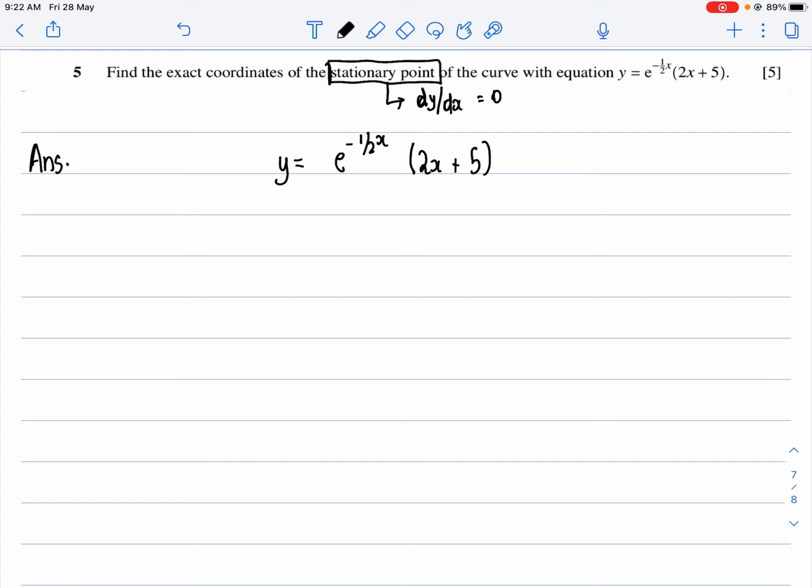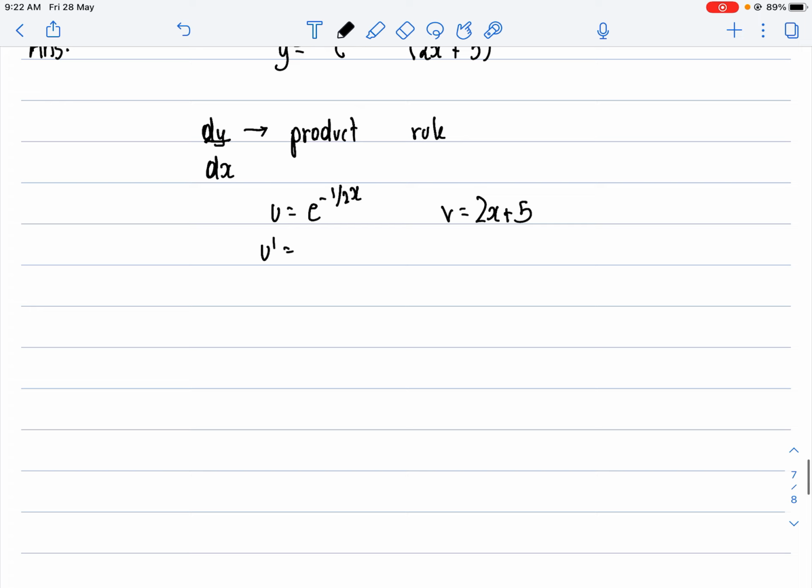That means I need to first calculate my dy by dx, for which I'll use something called the product rule. Why the product rule? Because e raised to minus half x is multiplied by 2x plus 5. An entity is multiplied by another entity and we are differentiating it, so we use the product rule. So I write my u as e raised to minus half x, and my v as 2x plus 5. So I calculate my u dash, which is the differentiation of e raised to minus half x.